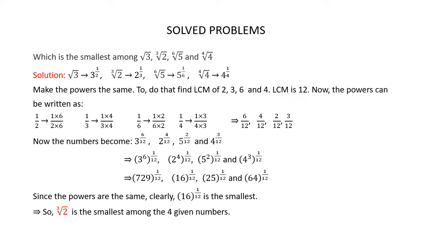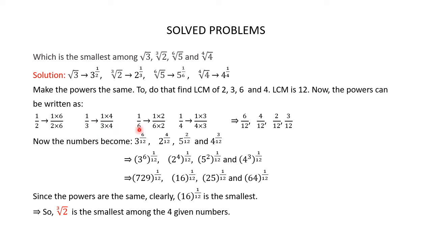Now you can write the powers as 1 by 2 can be written as 1 multiplied by 6 divided by 2 multiplied by 6. Since the LCM is 12, you have to make 2 as 12. So multiply 2 with 6. Multiply the numerator also with 6. For 1 by 3, you have to make 3 as 12. So multiply 3 with 4. Multiply the numerator also with 4.